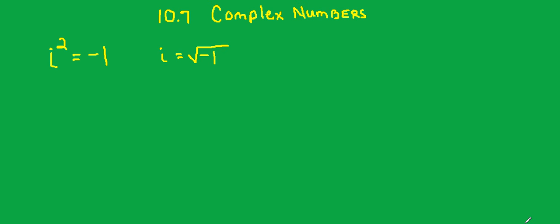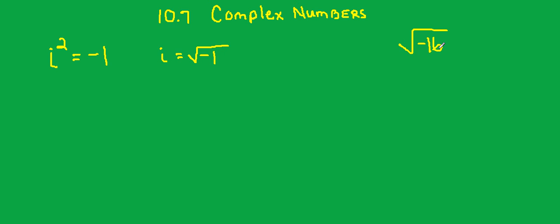Alright, good day and welcome to section 10.7 where we're talking about complex numbers. Our work with radical expressions has excluded expressions such as the square root of negative 16. Remember this, because the square root of negative 16 is not a real number. There is no real number whose square is negative 16. Remember, for a negative product, one number has to be positive and the other negative, so it can't be the same number.